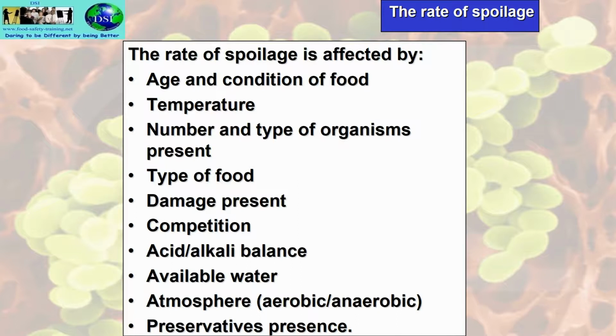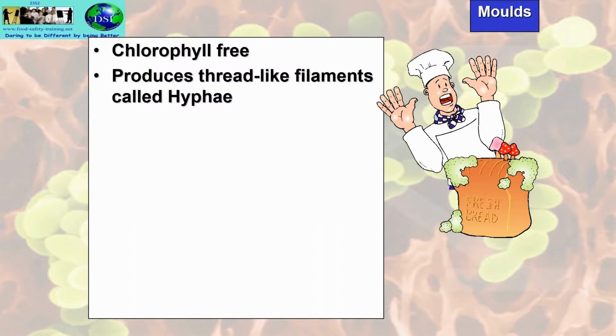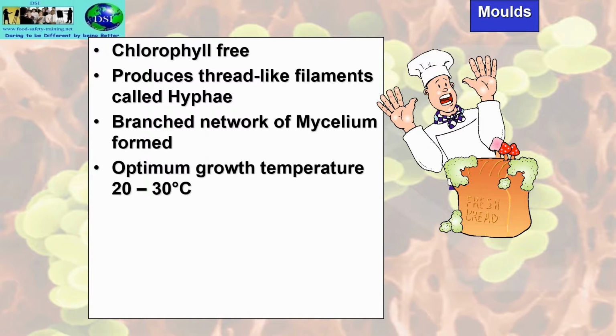Molds are chlorophyll free. That means with most vegetables, especially with potatoes, I suppose, when they turn green, that's actually chlorophyll occurring. But all the green you see in leaves, in vegetables such as cabbage, that is chlorophyll. But molds are chlorophyll free. They produce thread-like filaments called hyphae that produce a branch network of mycelium. The optimum growth temperature is 20 to 30 degrees C. And they can grow as low as minus 10 degrees C.